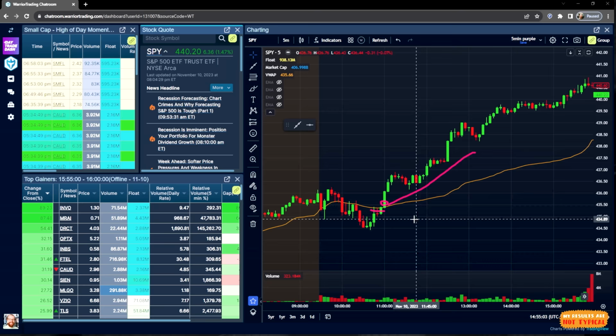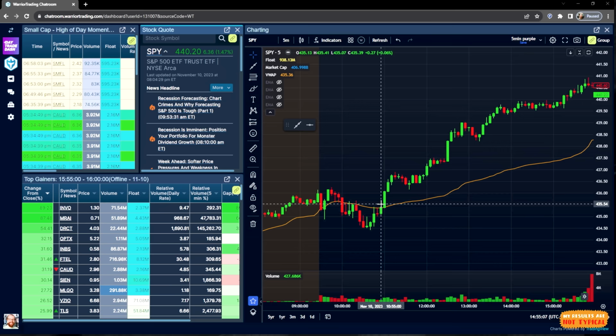Now, if it had gotten back below and held back below the VWAP, this would have been back in the hands of the bears. So understanding who's in control is important when you're considering taking a position, because obviously you're going to be choosing long or short. So volume weighted average price, super important indicator. It's used for intraday trading.